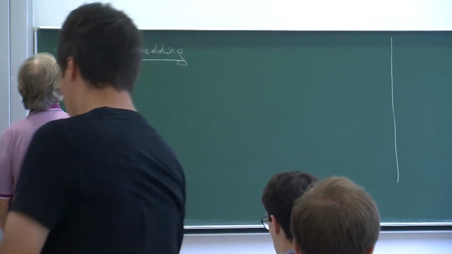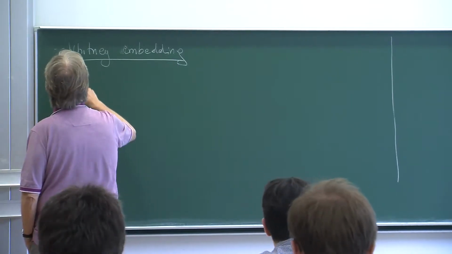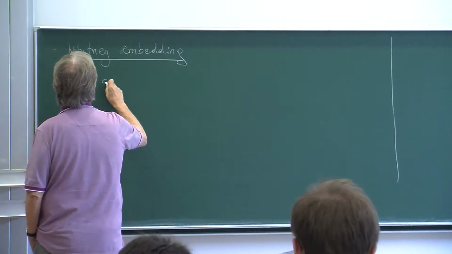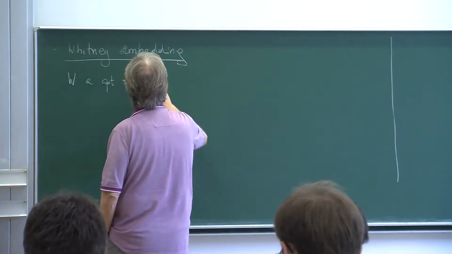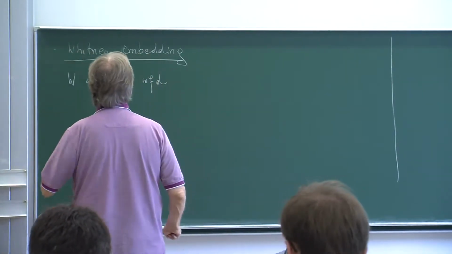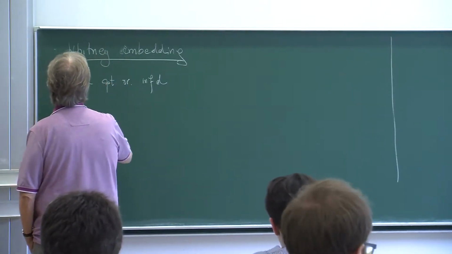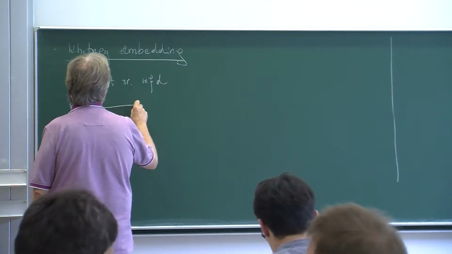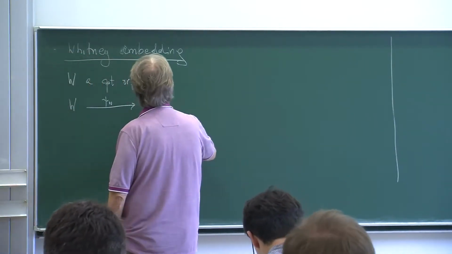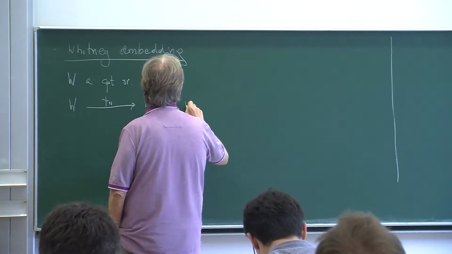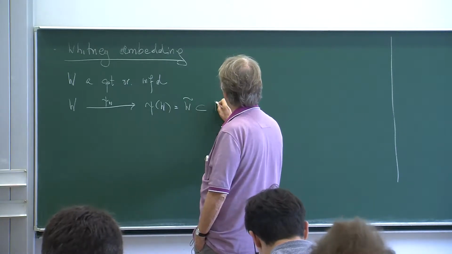Okay, so let's say we take W, a compact oriented manifold, and then we want an embedding, a smooth embedding psi_W of W into, and this I call W tilde, some Euclidean space.